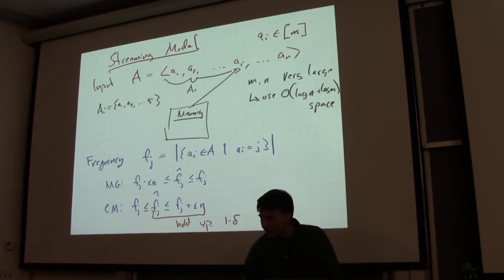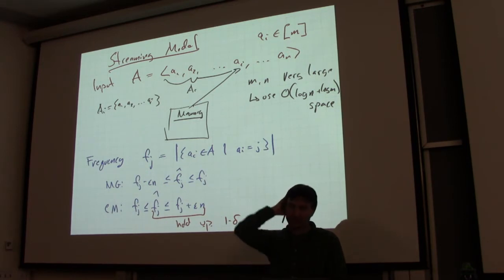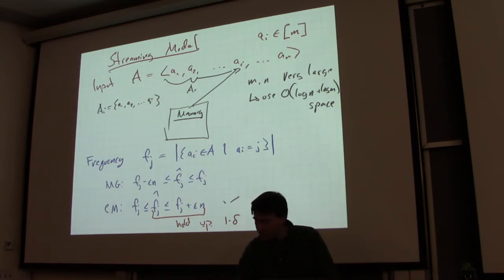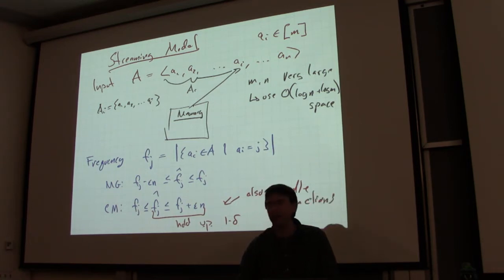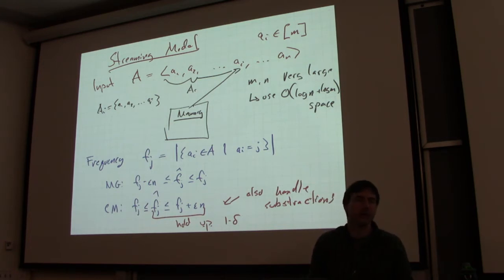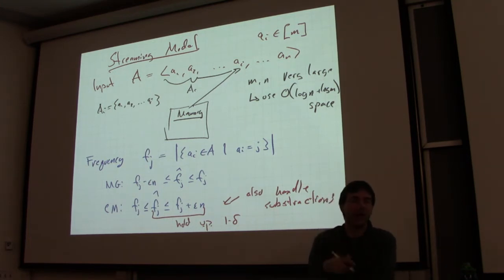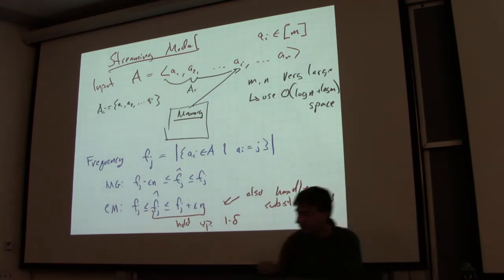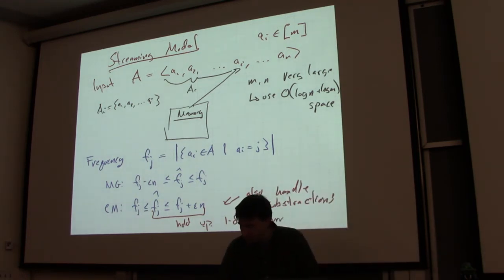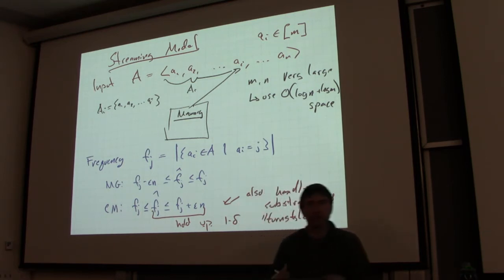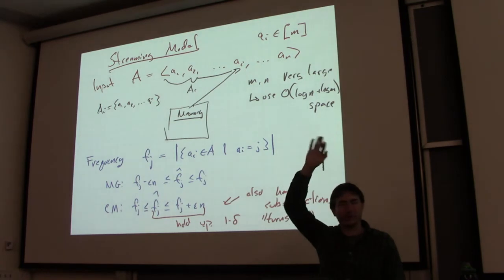The other thing about this is it can also handle subtractions. Let's say I've been keeping track of data, and one of the data sets I saw before, I'm like, no, that was a mistake. I want to undo it. What's common is to call this a turnstile model. So who's heard of what a turnstile is?